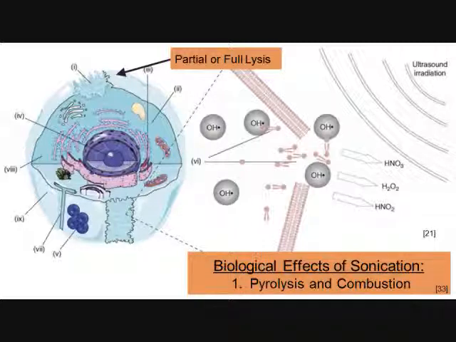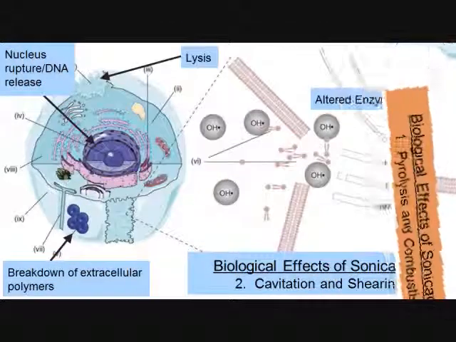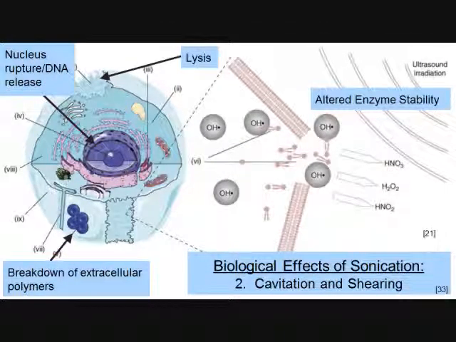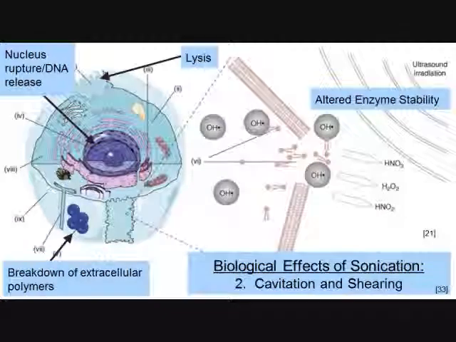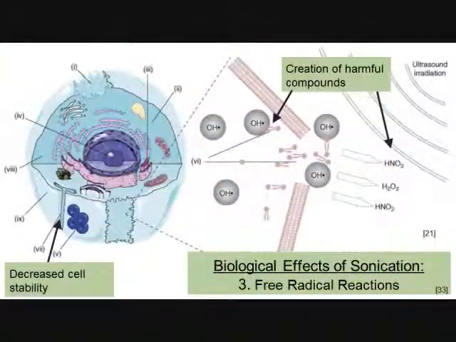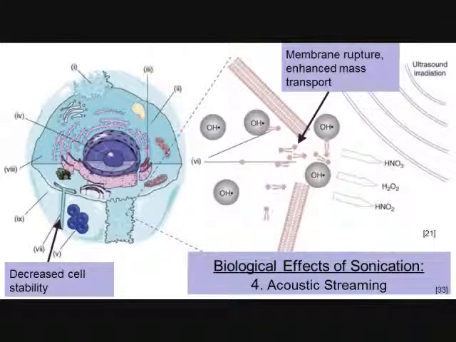Here, thermal effects destabilize a cell by fully or partially lysing the cell. Here, the mechanical effects of turbulence and microjets shear and break apart DNA and other sensitive cell organelles and proteins. Here, the chemical effects of producing free radicals further destabilize a cell because of secondary reactions.